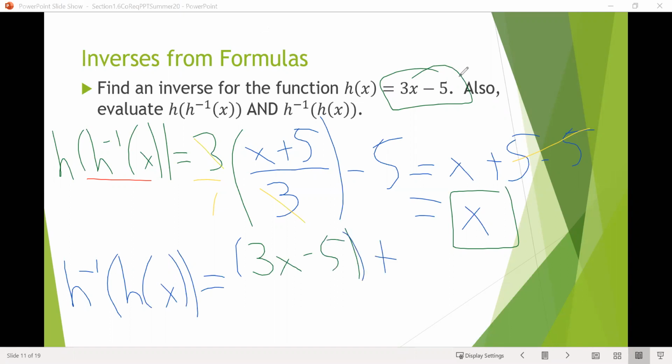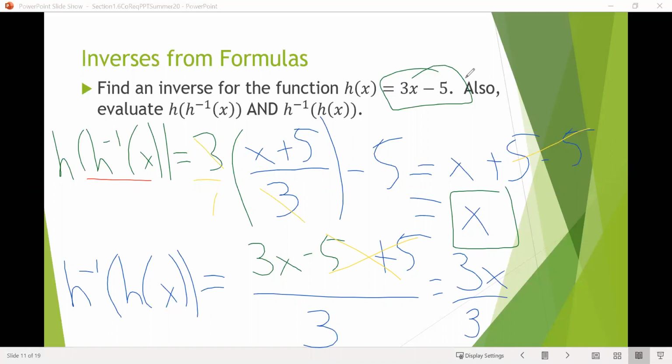Then we can do plus 5 there, all divided by 3. Notice on the top there, there's nothing outside the parentheses to distribute, so I'm going to get rid of those. And so we would have a 3x minus 5 plus 5. So the minus 5 and the plus 5 can cancel out. And so we're left with just 3x over 3, which those 3's can cancel. And notice now what we're left with again is an x.